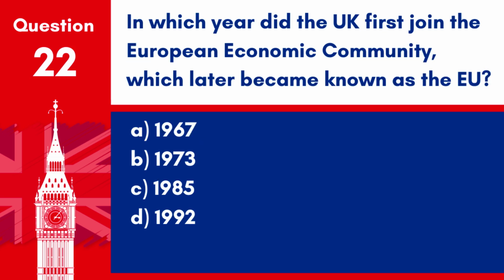Question 22. In which year did the UK first join the European Economic Community, which later became known as the EU? A. 1967. B. 1973. C. 1985. D. 1992. Answer: B. 1973. The UK first joined the European Economic Community, which later became known as the EU, in 1973.